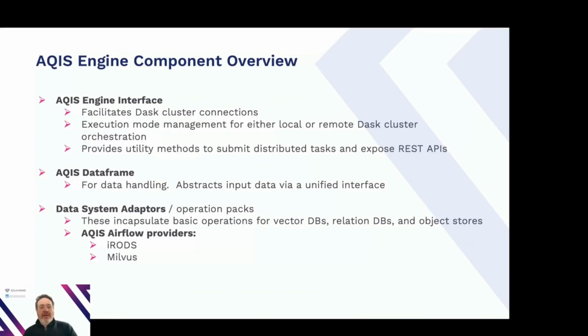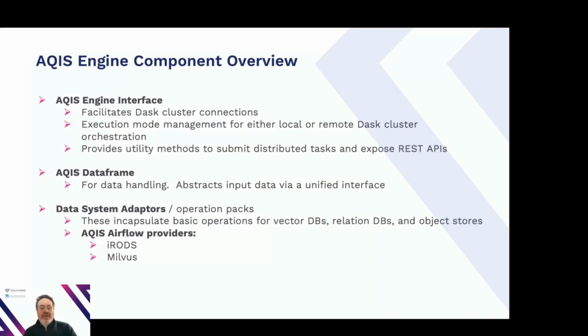The Akas engine then is made up of 3 core components. First, we have the Akas engine interface, and this facilitates Dask cluster connections. We can define execution modes, whether the task should be executed locally or remotely via a Dask cluster. And also it provides utility methods to submit distributed tasks and also exposes REST APIs.